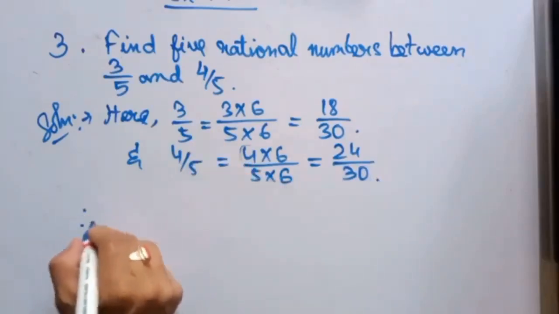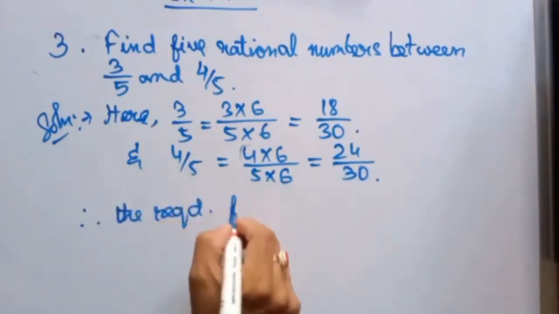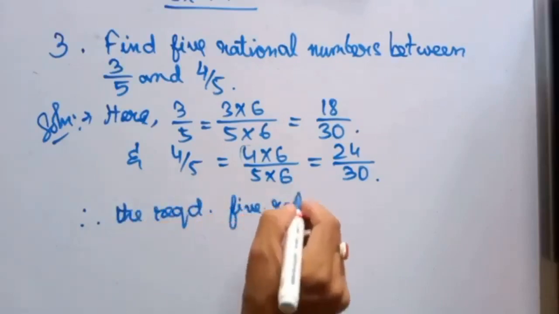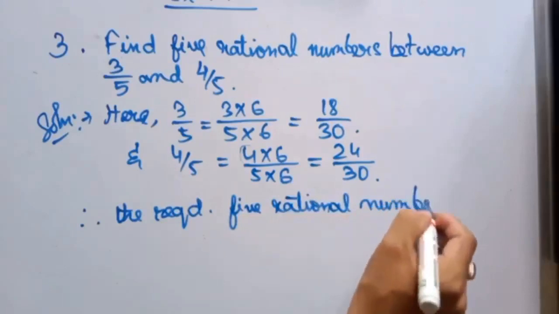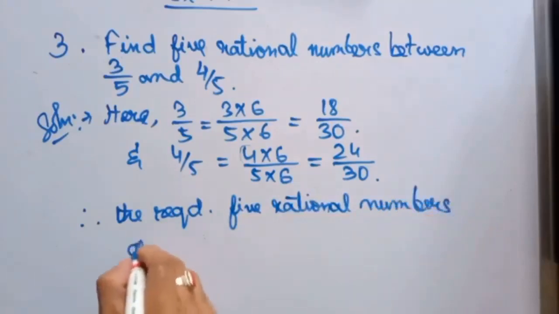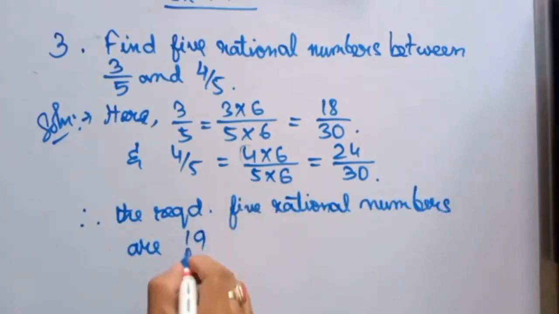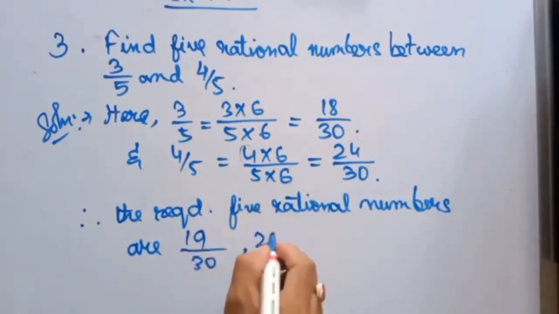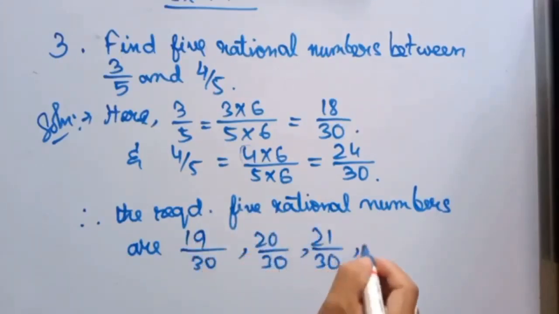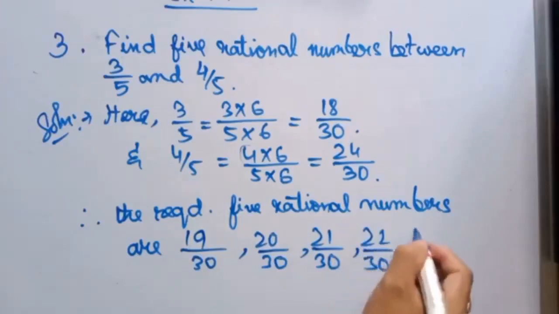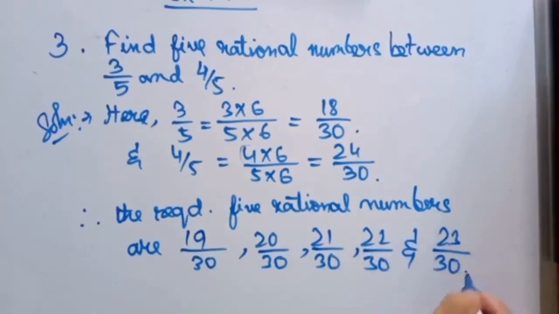So therefore the required 5 rational numbers are 19 by 30, 20 by 30, 21 by 30, 22 by 30, and 23 by 30.